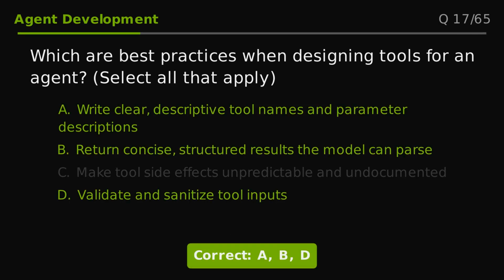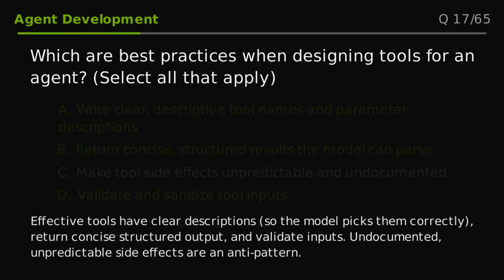The correct answers are A, B, and D. Effective tools have clear descriptions so the model picks them correctly, return concise structured output, and validate inputs. Undocumented, unpredictable side effects are an anti-pattern.